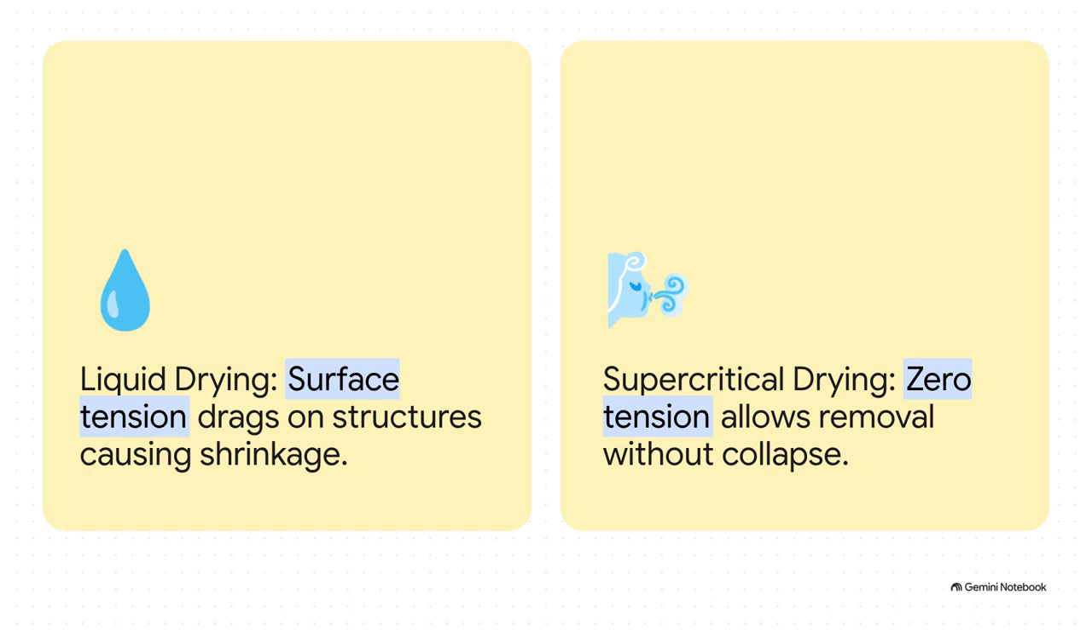But a supercritical fluid? It has absolutely zero surface tension because there's no boundary between liquid and gas. So engineers use it to whisk away solvents without causing any structural collapse. The supercritical fluid just quietly phases out, leaving these impossibly delicate, perfect nanostructures completely untouched.